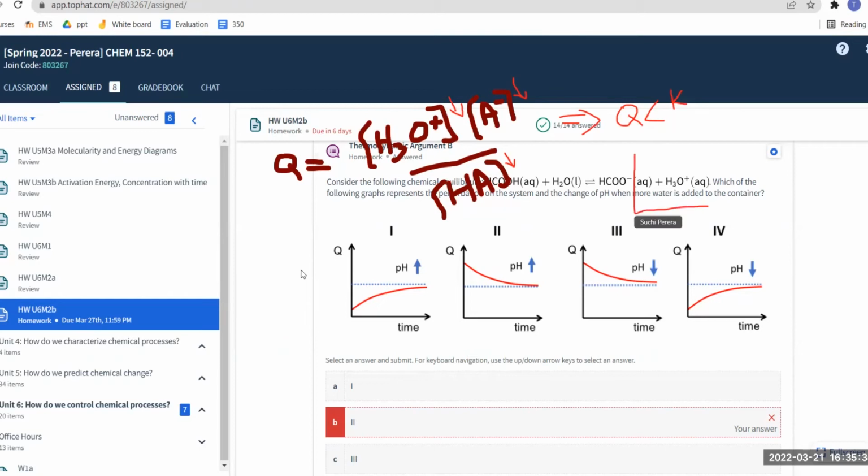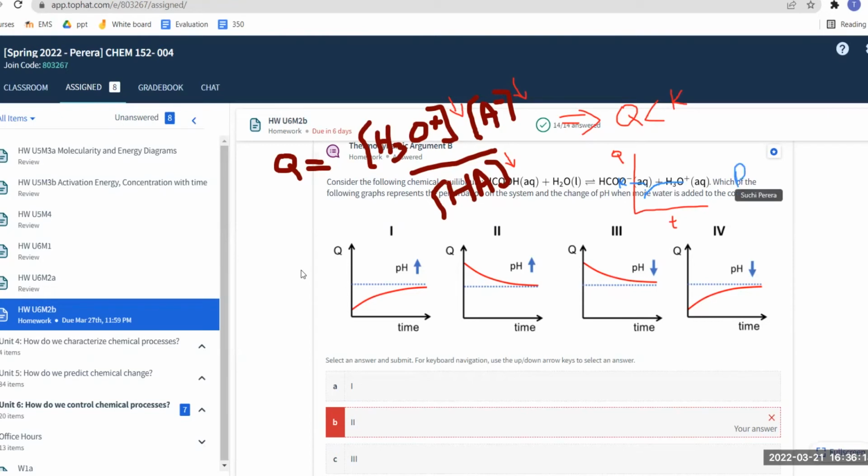Now, if the Q is less than K, if you think about this, here's my Q versus time graph. Everything was at equilibrium, at the K value, in the beginning. But due to this perturbation, Q decreased. Now what needs to happen is Q needs to get back up to K by producing more products. Do you agree? So Q needs to increase. For Q to increase, you need to increase H3O plus and A minus. Right? Yes. Therefore, more products are formed.